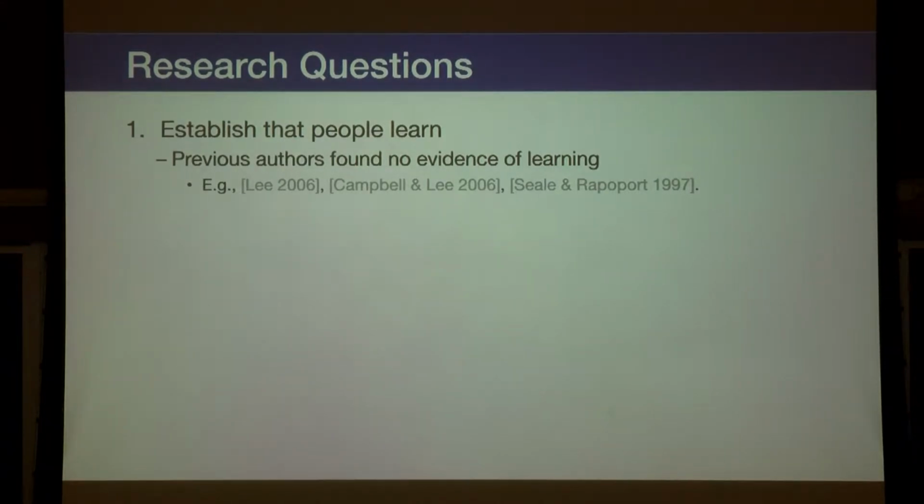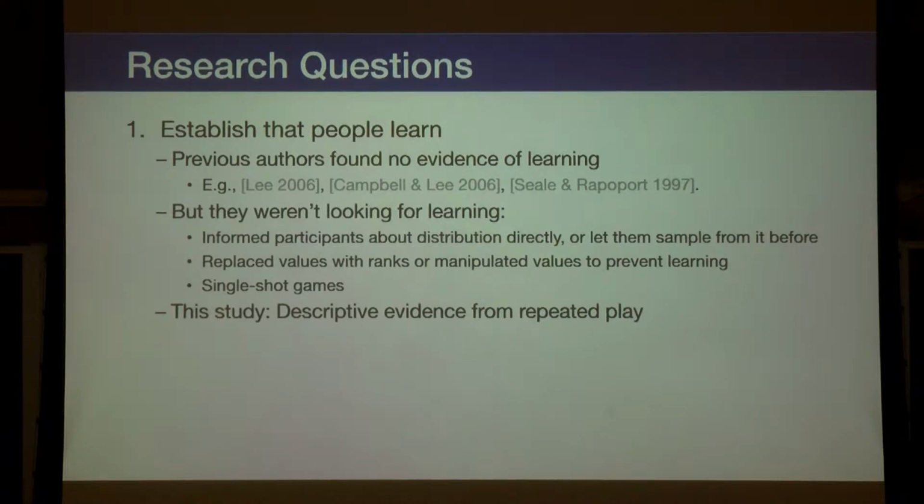So I guess I've kind of previewed this. The first thing we want to do is establish that people are actually learning in this setting. It seems intuitive that they would, but in fact, previous studies have found no evidence of learning in secretary problems. We're not too worried about that because they weren't actually looking for learning, because they were thinking about the classic secretary problem. And so they were doing things like only letting the participants search once, or they were manipulating the values to make it impossible to learn the distribution, or they were telling you up front exactly what the distribution was, and there was nothing left to learn.